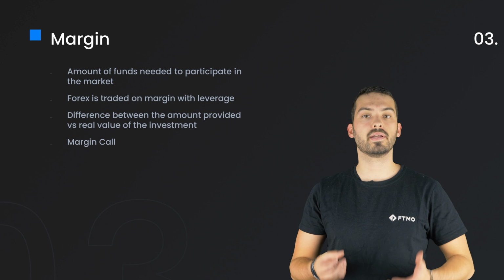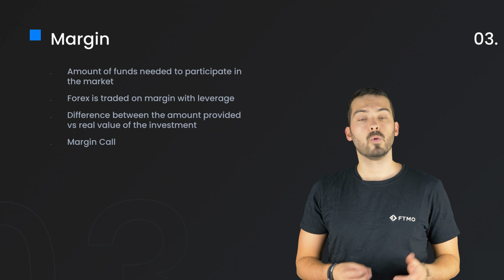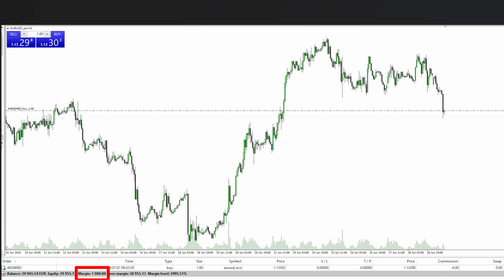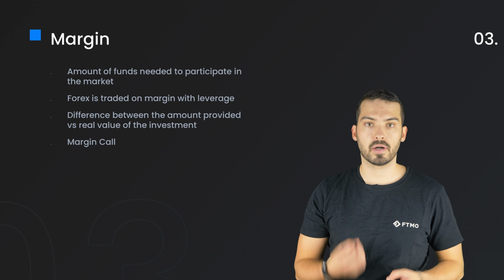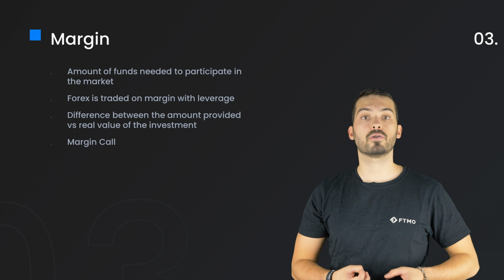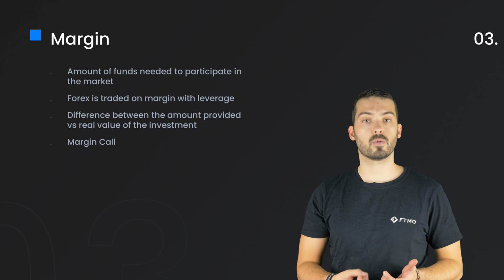Let's take a look at a practical example on the platform. When we open one lot of a euro-dollar pair, the margin is what we have to hold on the trading account. For this example, it is $1,000. If our position got to a $1,000 loss, you would receive a margin call. The margin call is when money must be added to a margin account after a trading loss in order to meet minimum capital requirements.